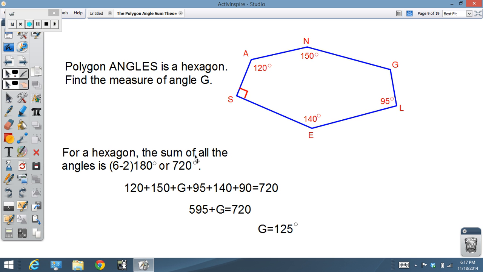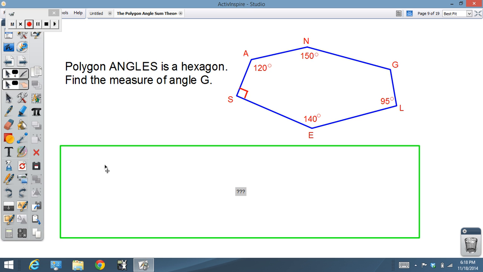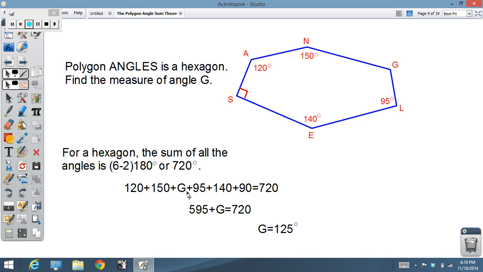All right, since it's a hexagon, the sum of all of the angles must be 6 minus 2 times 180, or 4 times 180 equals 720. So, therefore, I need to add up all 6 angles and get 720. There's my unknown. I'm using G as the variable. When I add them up, we come to find out, combine those like terms. These all add up to 595. Plus G must be 720. G has to be 125 to make this work out so that they all add up to what they need to add up to, 720.